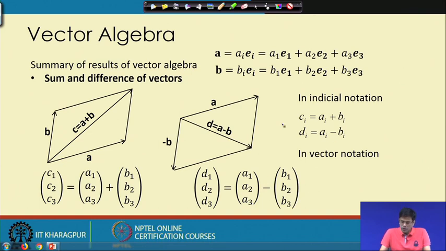In indicial notation, this is written in a very compact form. Ci is Ai plus Bi, Di is Ai minus Bi. This notation implies the sum of two vectors A and B. This we know from our last lecture.